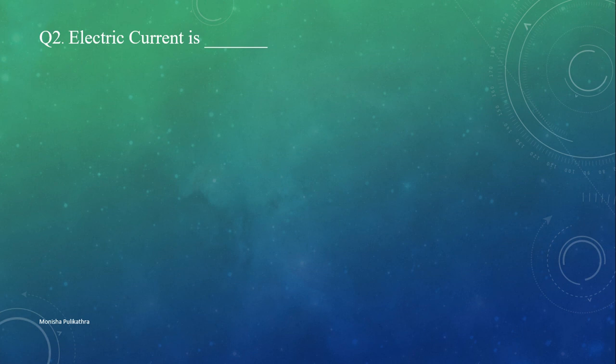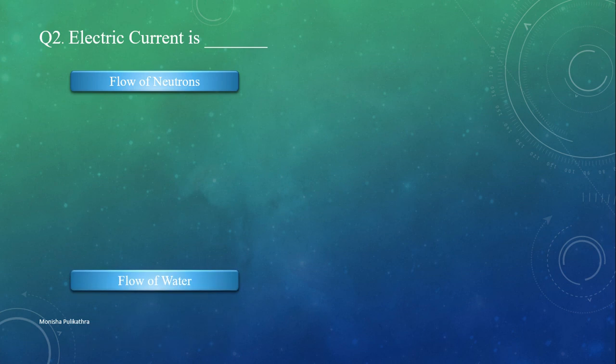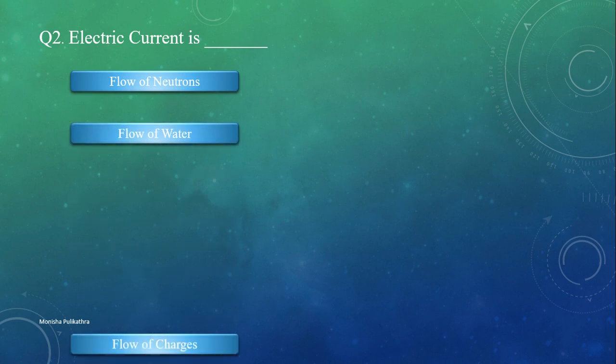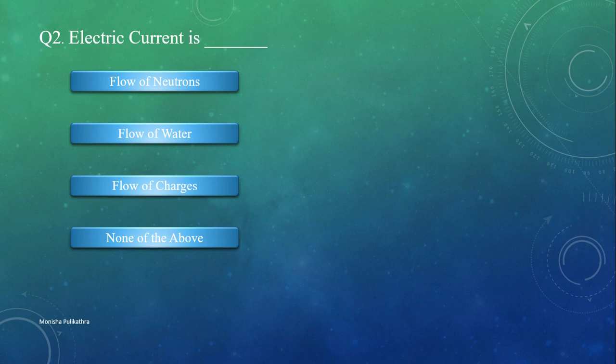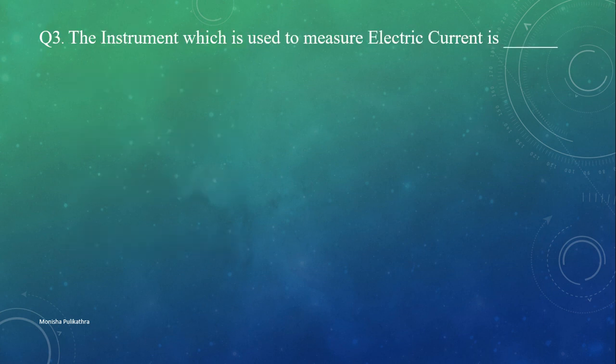The second question: electric current is dash. Is it flow of neutrons, flow of water, flow of charges, or none of the above? Which one of these options is correct? The option is flow of charges.